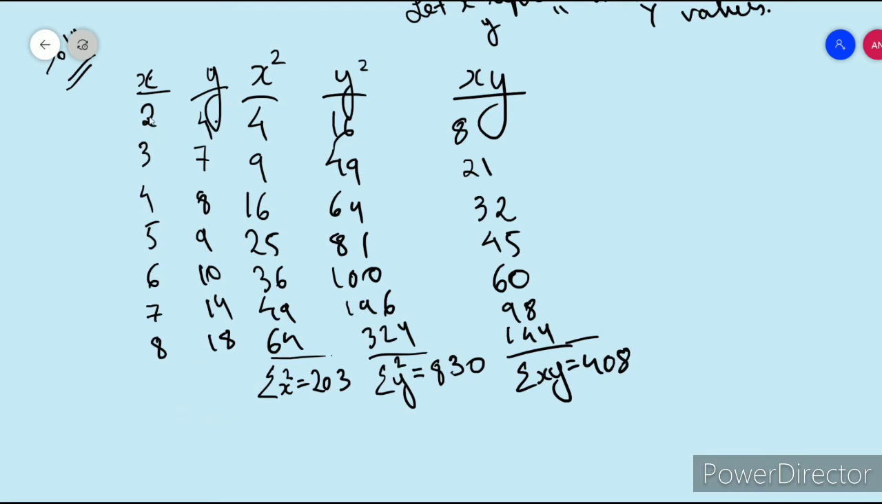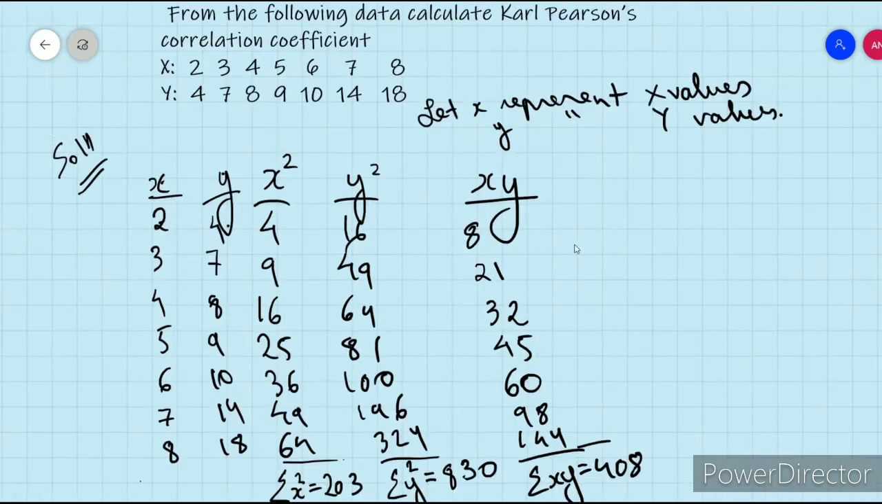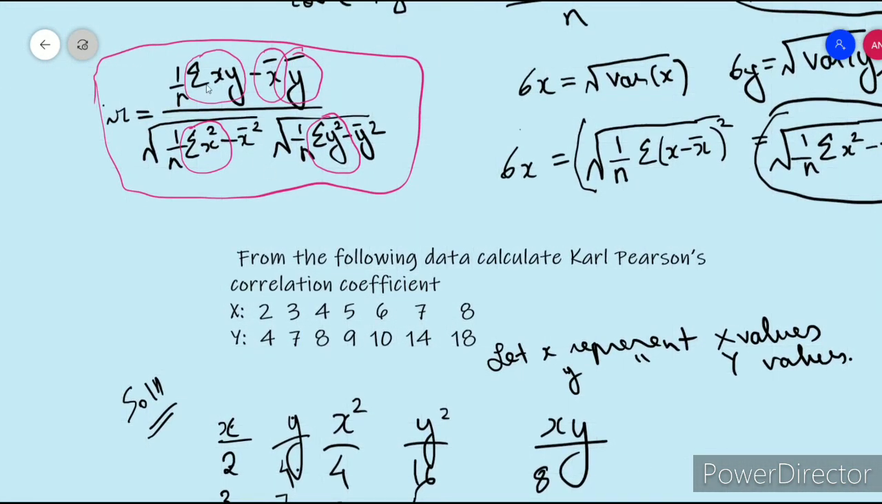Next, how many pairs? We have to find the n value. So this is one pair, 2 and 4, another pair, 3 and 7. So we add all the pairs, we get n equal to 7. Okay, so now in this formula we've already found summation xy, summation y square, summation x square, we know n, and we are left with finding the mean values.